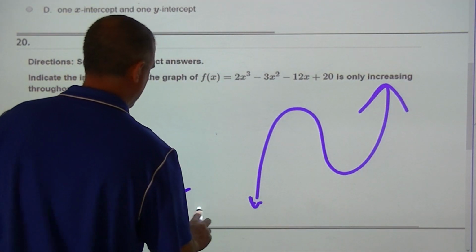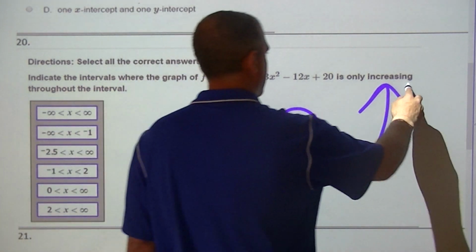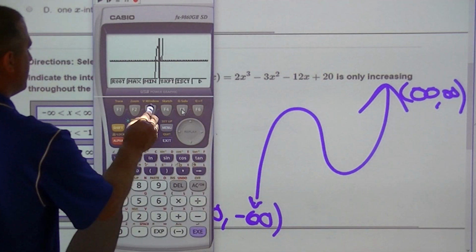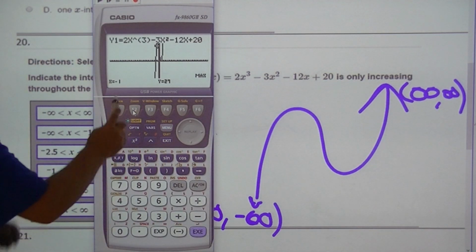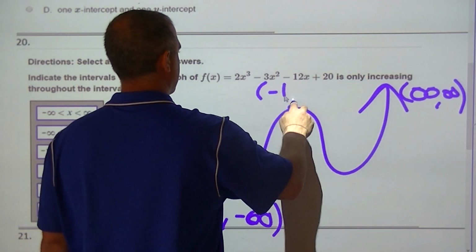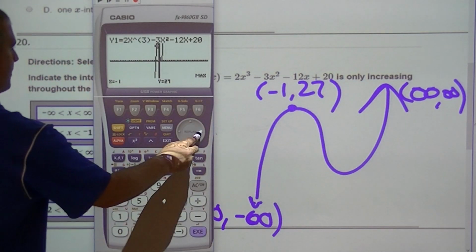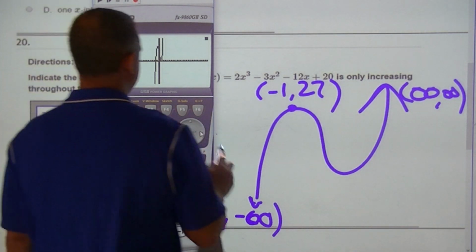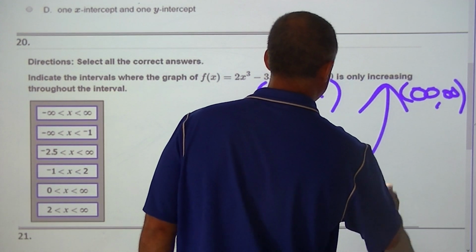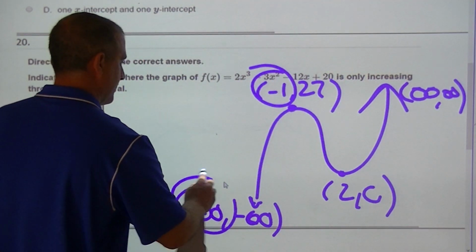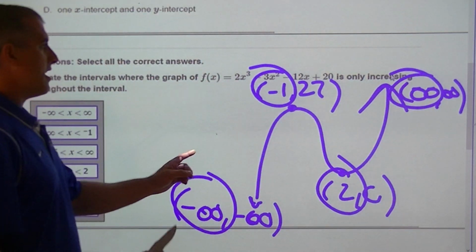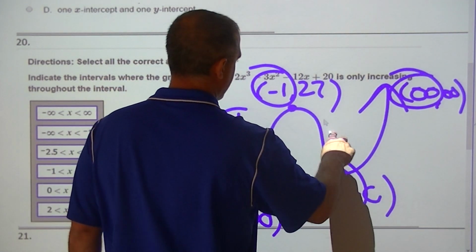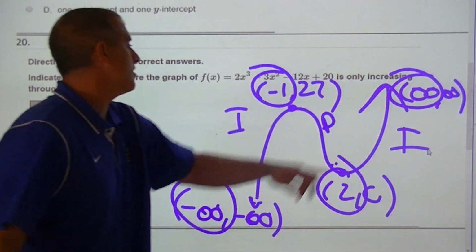Okay, so if I label this, this would be negative, negative. This would be positive, positive. In order to get these, G solve max, okay, that's negative 1, 27. Okay, I don't think I have any other maxes. Nope. G solve min, I got 2, 0. Okay, now when I'm doing increasing, decreasing, all I care about are these. Okay, and they want, all right, this I would trace, this would be increase, this would be decrease, this would be increase. So they want only increasing.